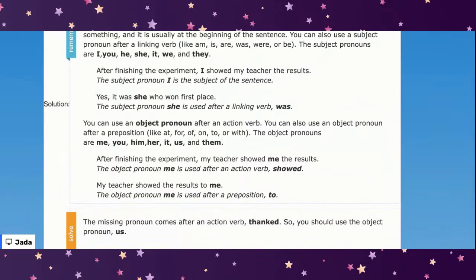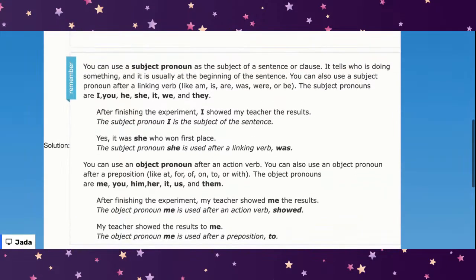So everybody, let's go on now. First we will just understand the subject and the object pronoun, how everything works, okay? First of all, you can use subject pronouns as the subject of a sentence or a clause. It tells who is doing something, and it is usually at the beginning of the sentence. So you know who is doing that.